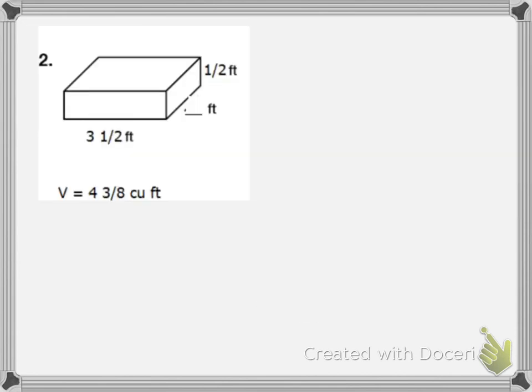All right, question number 2. Here we have some fractional edge lengths and a volume that's a mixed number here. The length is 3.5. We don't know what the width is. We know the height is a ½ foot, and the volume is 4 3/8 cubic feet.